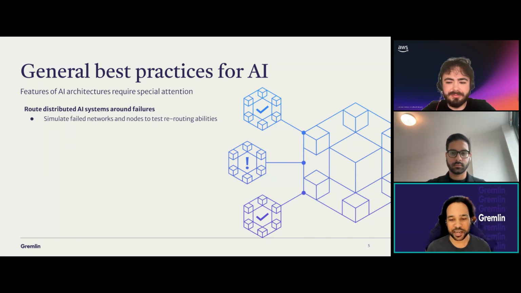AI and LLMs especially are these big distributed applications that are running across hundreds or even thousands of nodes. They're sending traffic over networks all the time. So what happens if some of those networks fail or if some of those interconnections fail? Well, you can use chaos engineering to simulate these failed networks and nodes in order to test your application's rerouting abilities.